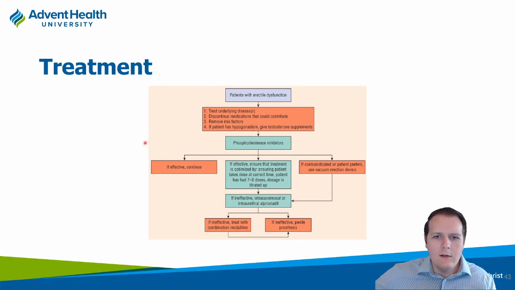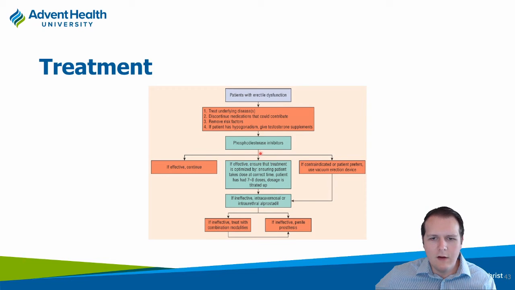Looking at this, we can kind of see the general flow of things in terms of how we're going to be managing these patients. So first off, obviously look at treating the underlying diseases and discontinue medications that may be contributing. And then we'll look at our phosphodiesterase inhibitors. This is going to be the main class of drugs we're going to use to treat erectile dysfunction first. And then we'll see how they respond to it, right? So we're going to try to make sure we're optimizing our dose and see how they're going to respond.